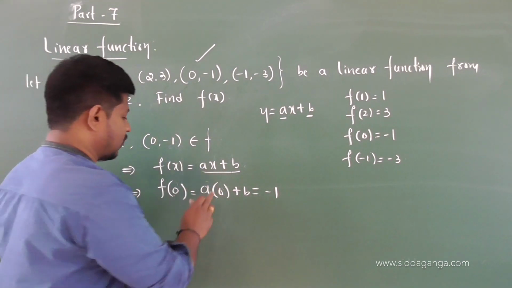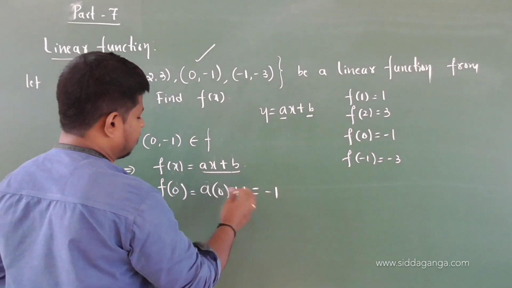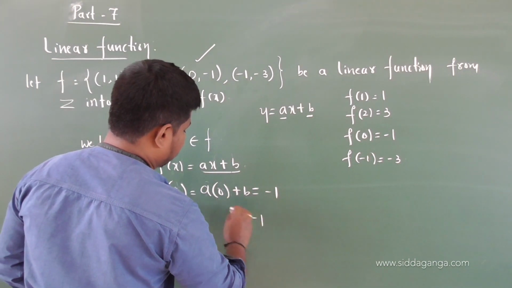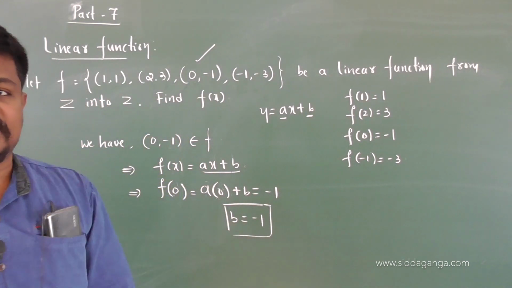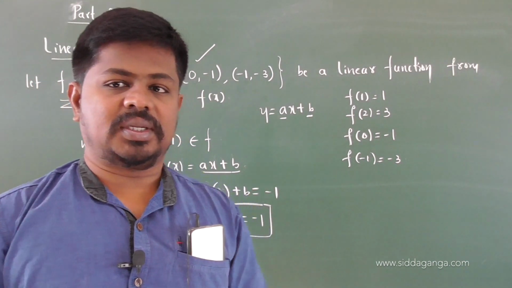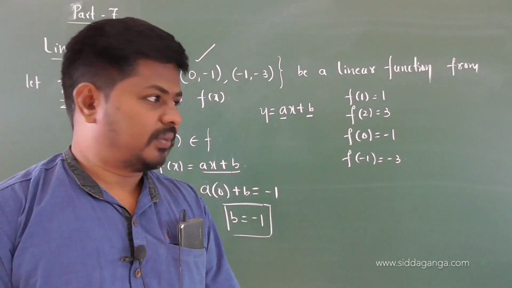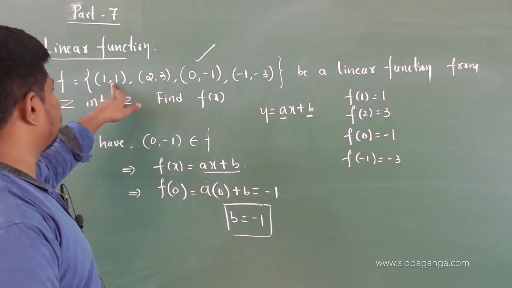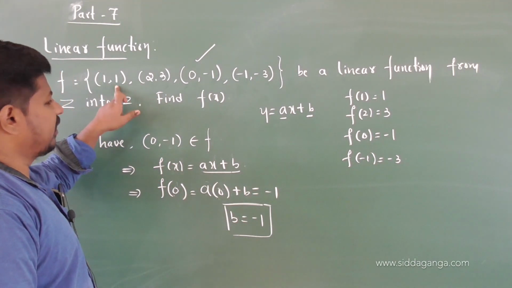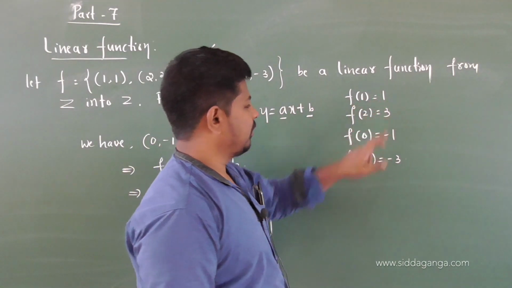So in place of x, I have taken 0. That's it. So this gives what? A into 0 is 0, 0 plus b is b. So b gives -1. That's why I said to choose an ordered pair which contains 0. Now you take any other ordered pair. Better you take (1, 1). I mean when x is 1, y is 1. When the domain is 1, y is 1.